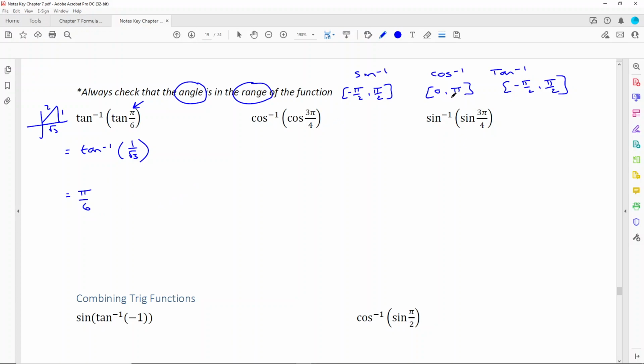Well, 3π/4, is that in the range? Well, it's between 0 and 4π/4. So yep, the answer should be 3π/4. So let's assume it is. Okay, and then we can keep going with this one.